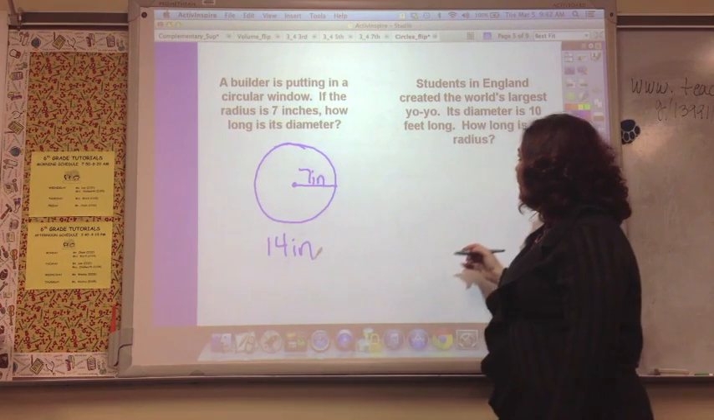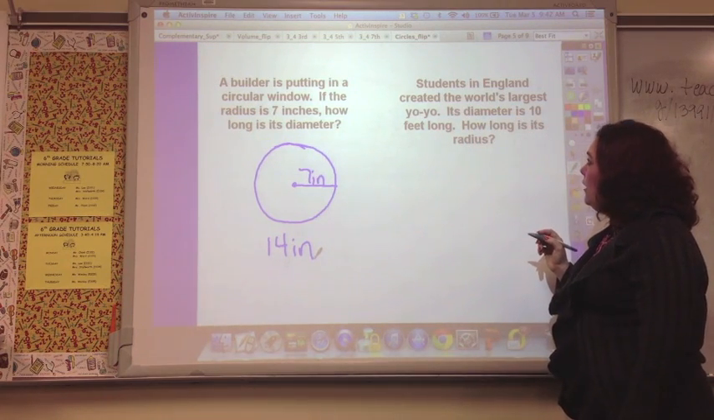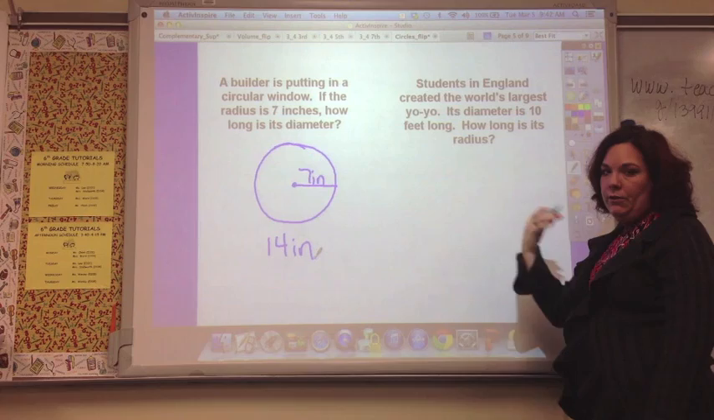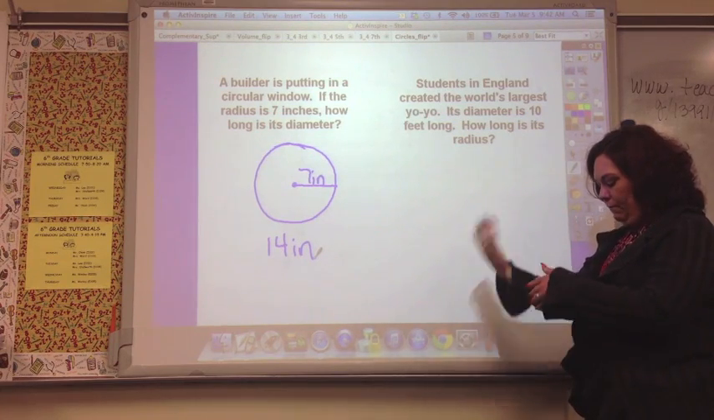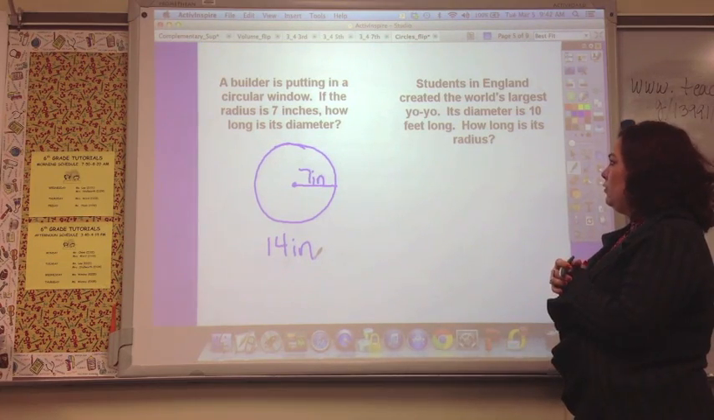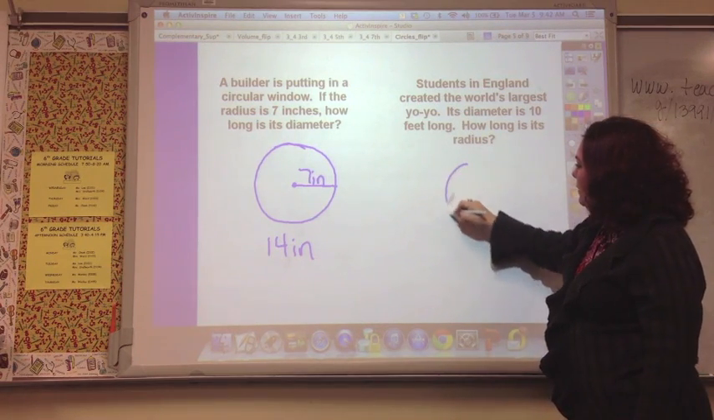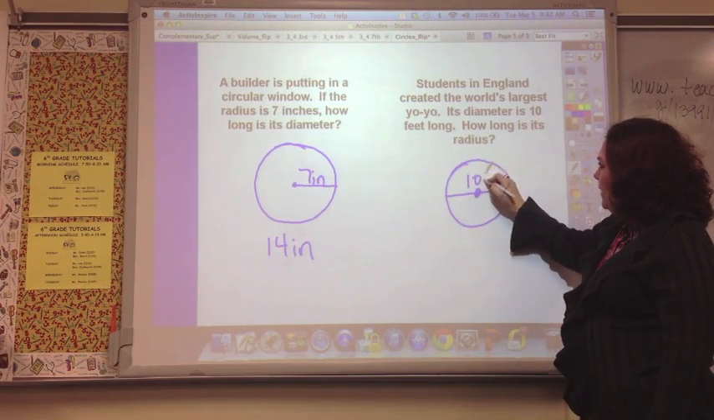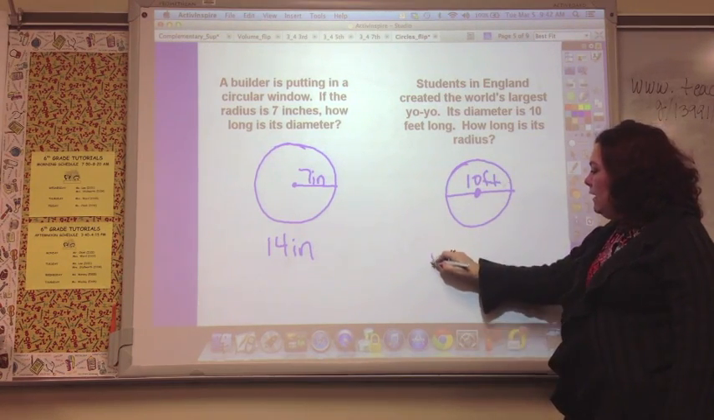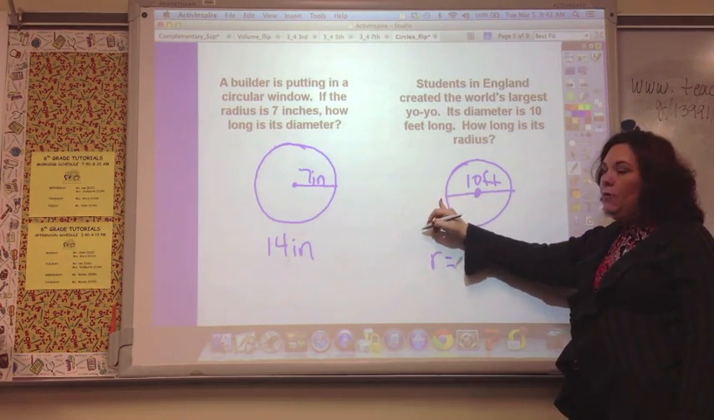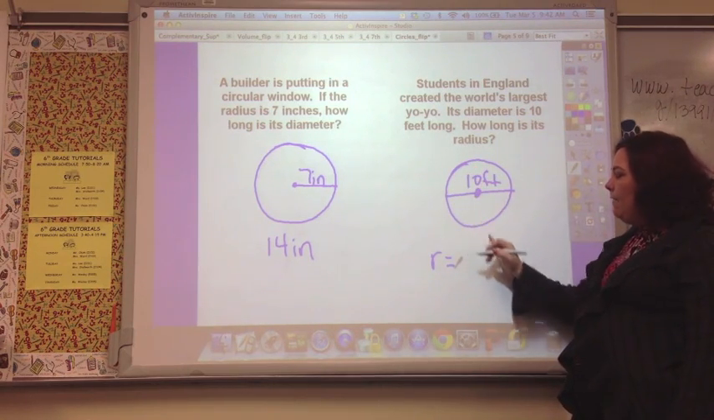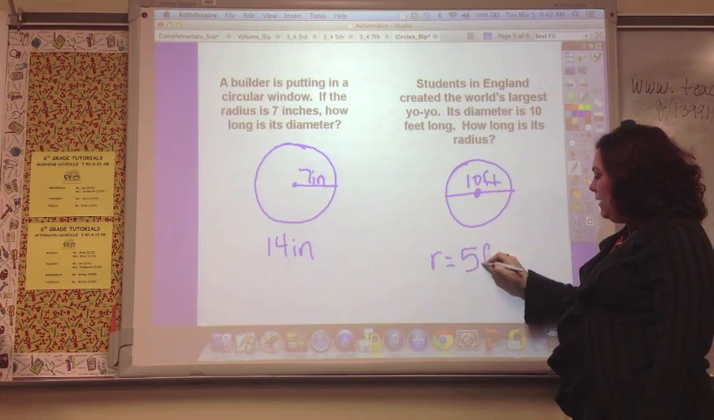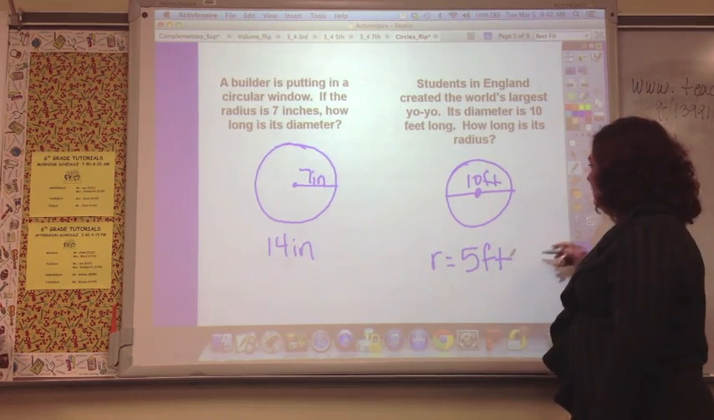This one says, students in England created the world's largest yo-yo. Everyone knows what a yo-yo is, a little toy that you flip down and it goes back up on the string, and it's a circle. Its diameter is 10 feet long. That's pretty long. So diameter, 10 feet. And how long is its radius? Well, if the whole thing's 10 feet, half of that would be 5 feet. So the radius is 5 feet.